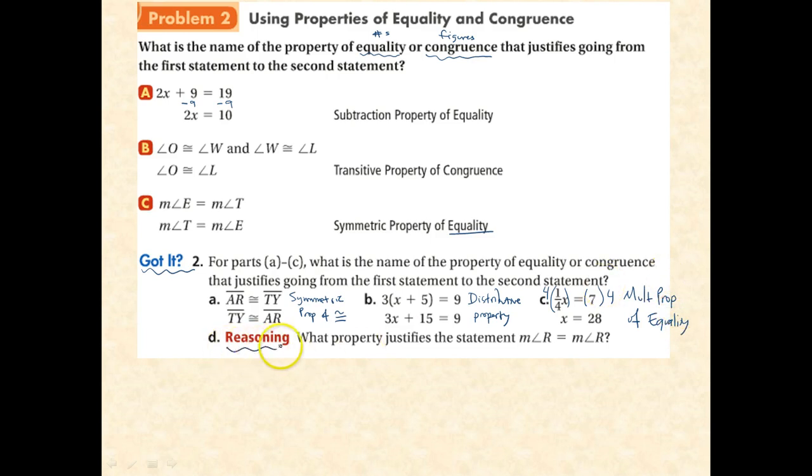All right, reasoning. What property justifies the statement measure of angle R equals measure of angle R? Well, that's a reflexive property. I think about it as like looking in the mirror, reflecting the measure of angle R is equal to itself. But are we talking about numbers or talking about a geometric figure here? The measure of angle R is a number equal to a number. So this is the reflexive property of equality.